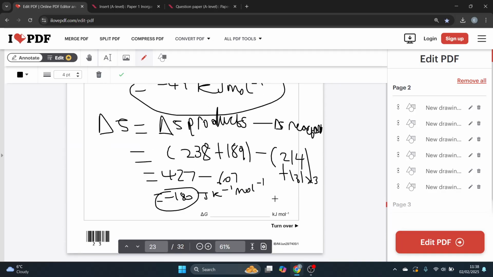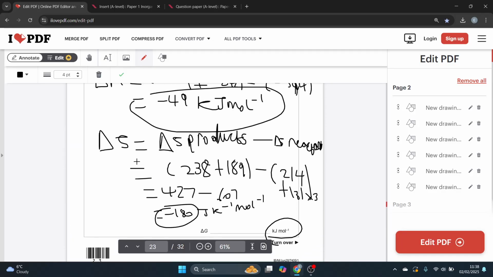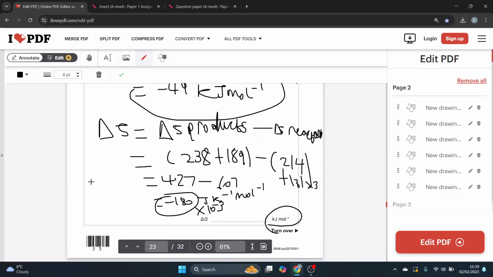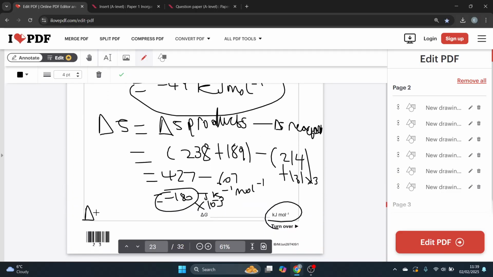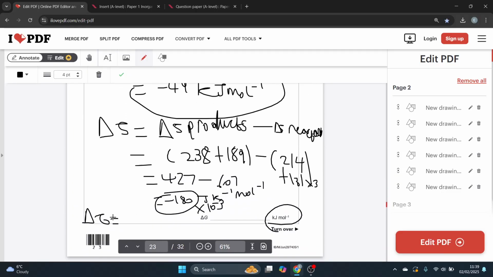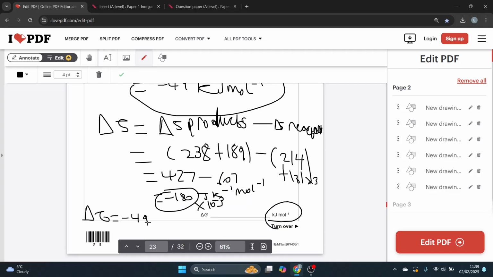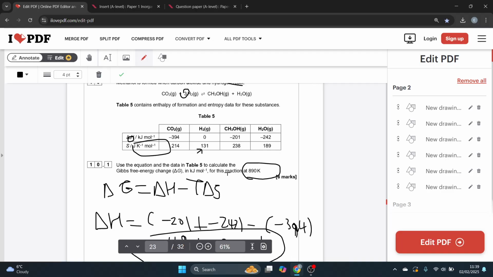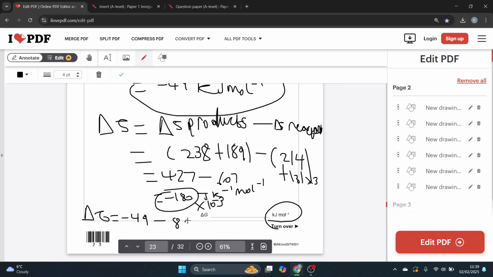Now I need to add a step. I want my final answer in kilojoules mole to the power minus 1. I've got delta S in joules, so I need to divide it by 1000, aka times by 10 to the power minus 3. Then I can substitute into the equation. Delta G is delta H, minus 49, minus T, the temperature. It does give it to me in Kelvin, so I don't need to convert it. So that's minus 980 bracket minus 180 times 10 to the power minus 3.